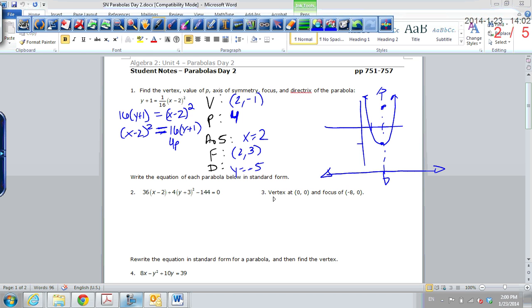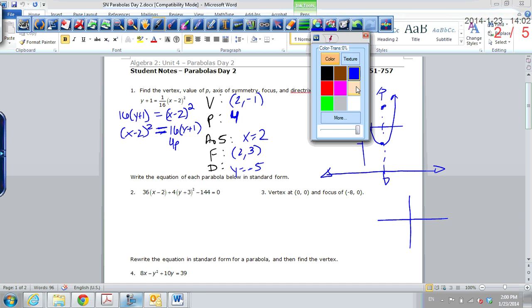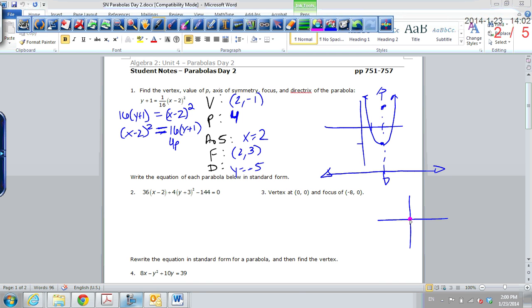The vertex is 0, 0. The focus is negative 8. So let's just kind of, real quick, rough sketch. Vertex is 0, 0. The focus is negative 8, 0. So that means it's opening up to the left like that. That means the directrix is 8 units away this way. So that means the distance right there, that's 8. That's 8. So that means that my value of p is 8.